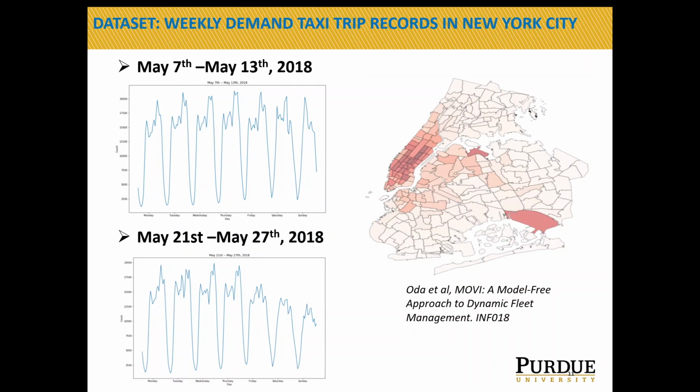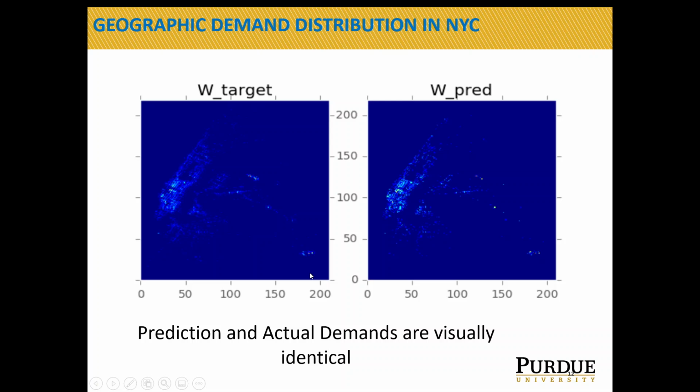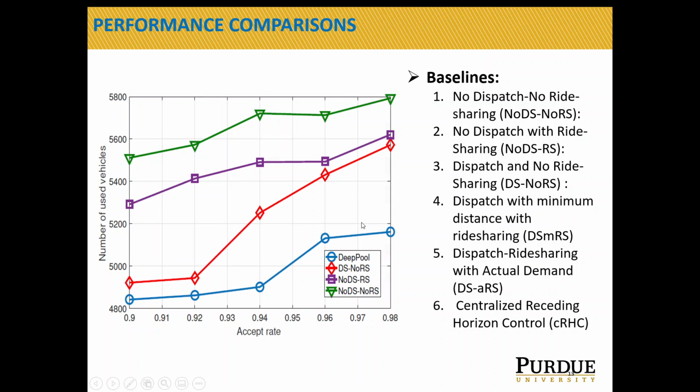This slide shows the weekly demand trend in May 2018 for a real-world data set of taxi trip records in New York City. This plot shows that the demand curves in the training and test data sets exhibit the same periodicity over a week. Similarly, the actual and the predicted demands are visually identical as we can see in this plot. In the coming 2 slides, we present some simulation results.